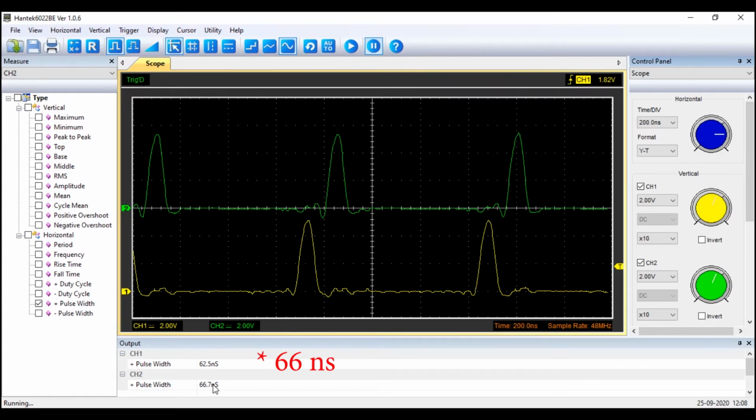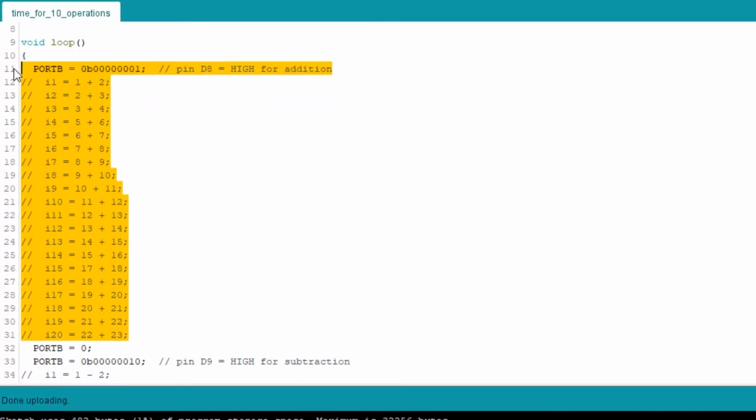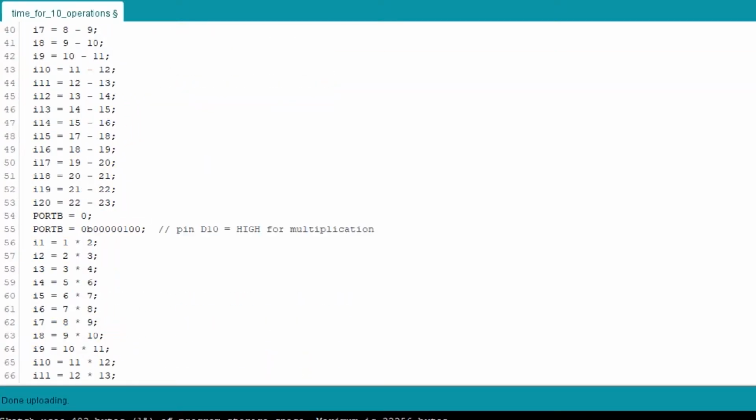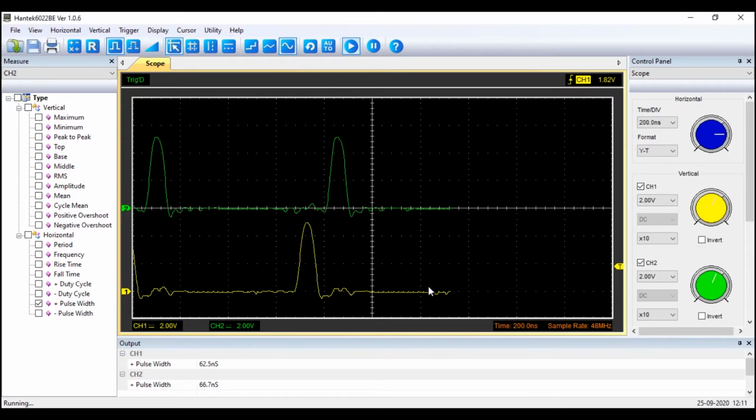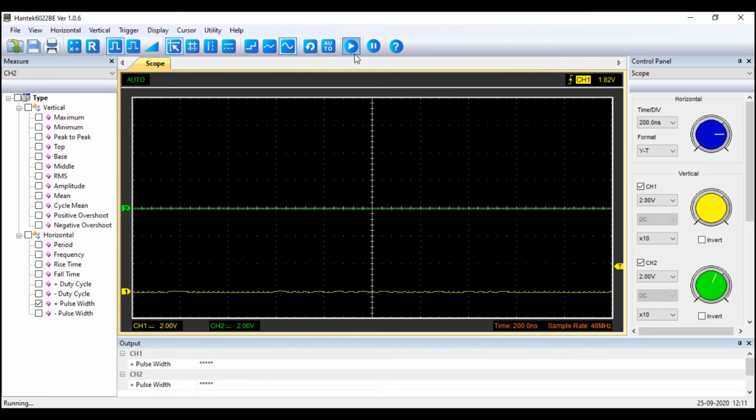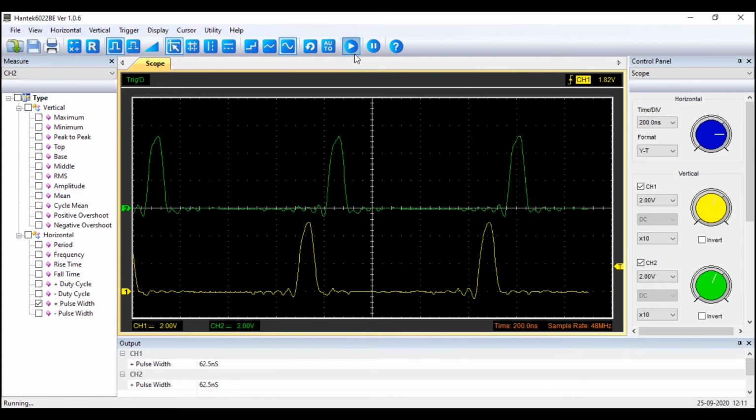Now, after uncommenting the arithmetic code, I'm uploading the code again. Surprisingly, there is no change in the execution time. This is because of compiler optimization. When the compiler finds that nothing is done with the values stored in the variables in the whole program, it actually excludes the arithmetic operations from the compiled code.